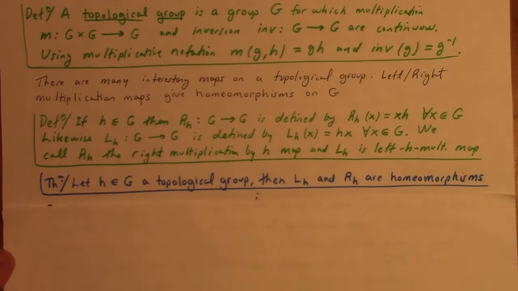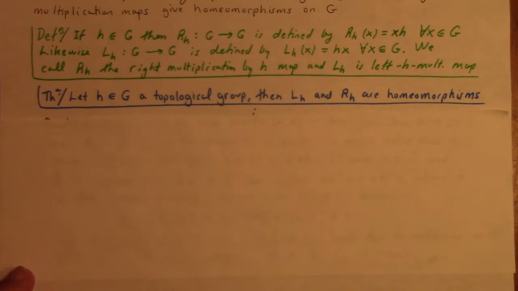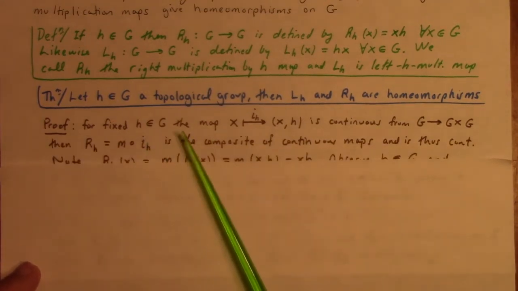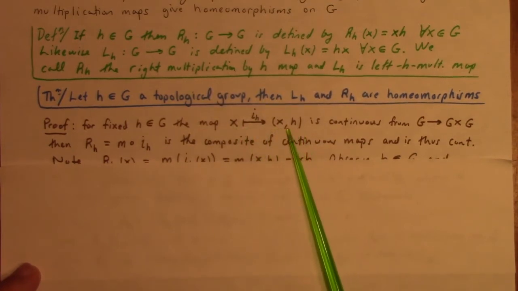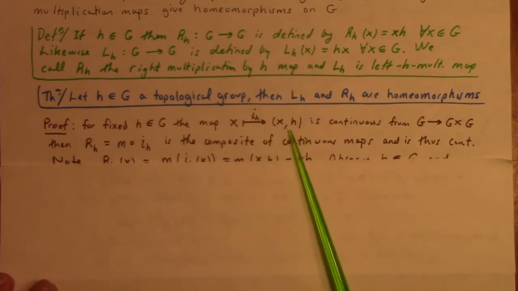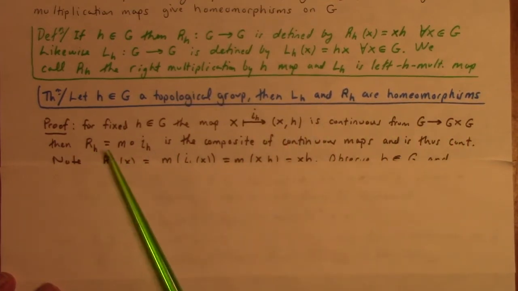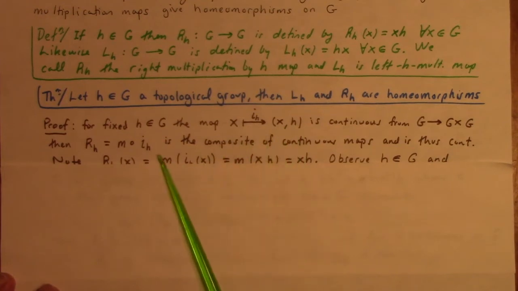One of the first things you can prove about this exciting new world, which combines two things we like, namely topology and abstract algebra, is that in a topological group, the left and right multiplications are homeomorphisms. And here's why. For fixed H, the mapping x maps to (x, h) is a continuous map from G to the Cartesian product of G and G. And right multiplication is the composition of the multiplication map and the inclusion map I_H. As such, R_H is a composite of continuous maps and is thus continuous.